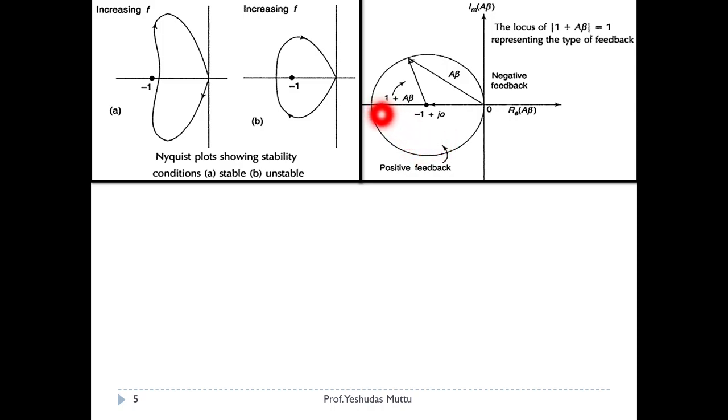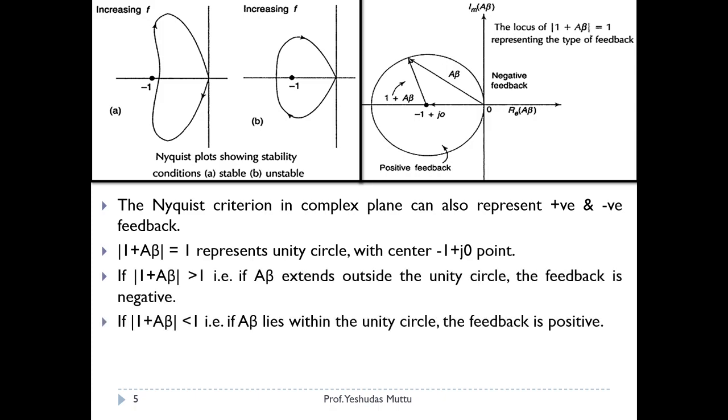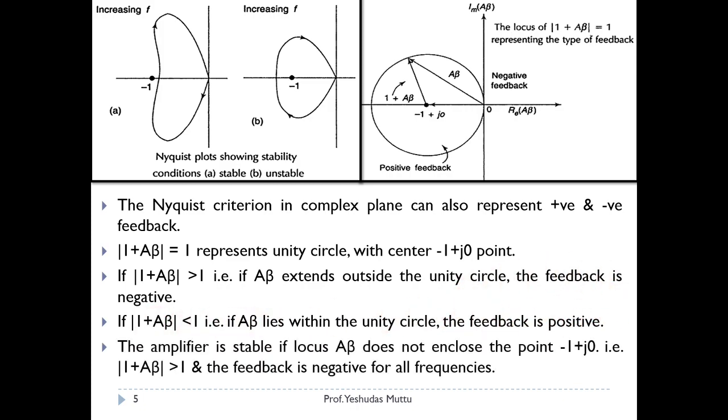Suppose 1 plus A beta is greater than 1. If it is greater than 1, I will say that the feedback is negative. Why? Outside this unity circle it is all negative feedback, you can see over here. And inside this unity circle it is all positive feedback. If 1 plus A beta is less than 1, then I will call it positive feedback, okay, because it's lying within this. A beta will lie within the unity circle when 1 plus A beta is less than 1. So at that time I will say that the feedback is positive, okay.